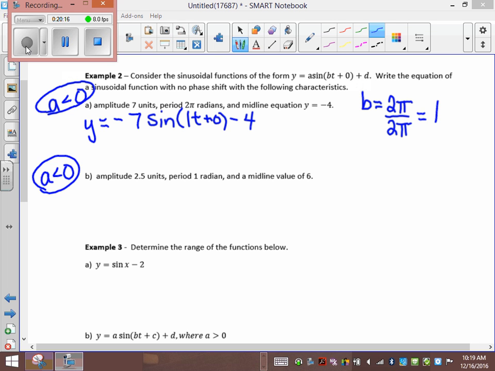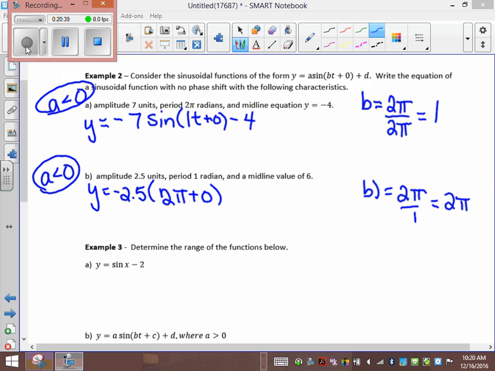So if I have a is less than 0 here again, my a is going to be -2.5. The period is 1 radian. So we're going to go 2 pi divided by 1. So it's 2 pi. So that's my b value. So I'm going to get 2 pi t plus 0. Oh, I left out the sine. That's nice. -2.5 sine 2 pi t plus 0. Do we have to have this plus 0, or could we just have a 2 pi t? Yeah. And then the midline is 6, so we add a 6.